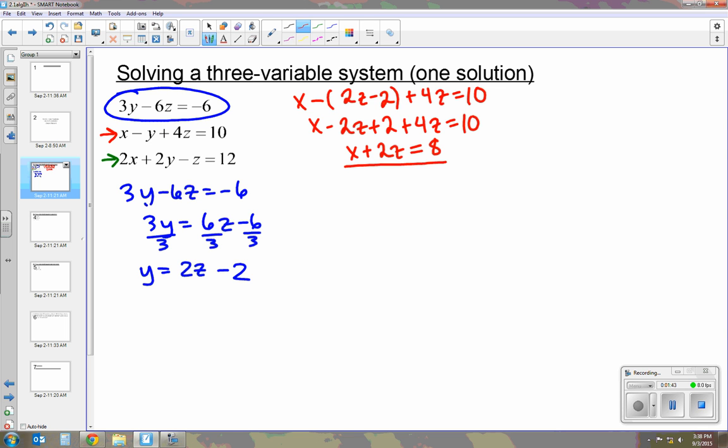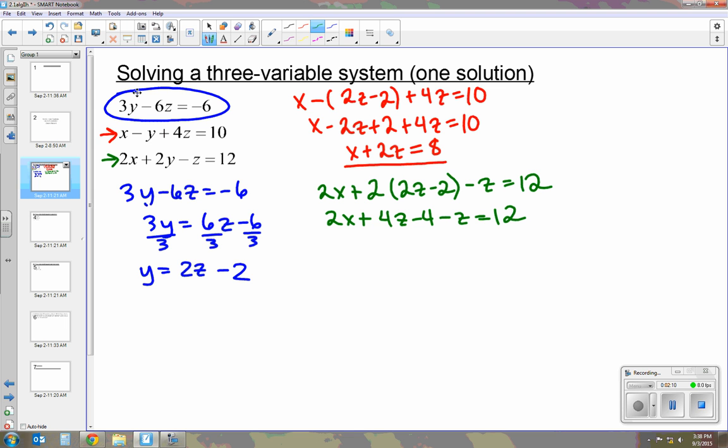Once we get those 2 variables isolated, we can stop, and we're going to plug it into the third one. We're going to plug our y into the third one. So we have 2x plus 2y, which is 2z minus 2, minus z, which equals 12. We're going to distribute, and then simplify. So that gives us 2x plus 3z. We're going to add the 4, so we get 16. And we're going to stop right there.